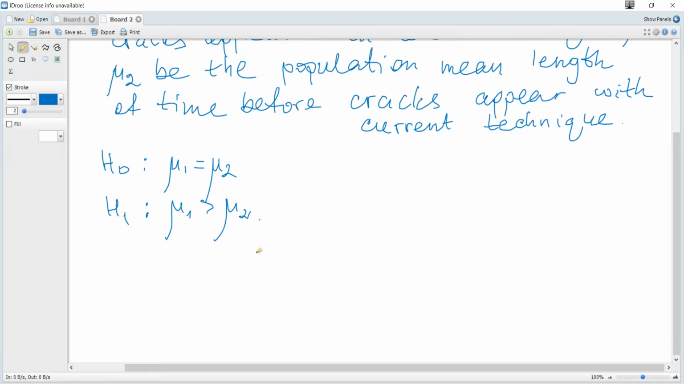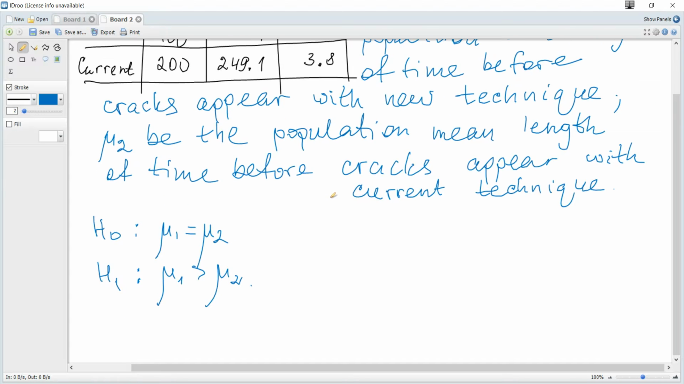Or in words, you may write, for example, H0: the population mean length of time before cracks appear is the same for both groups. Or you may write for current and new technique, something like that. And the alternative: the new technique increases the population mean length of time before cracks appear. And so let's perform this test.